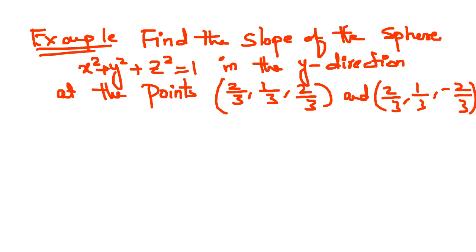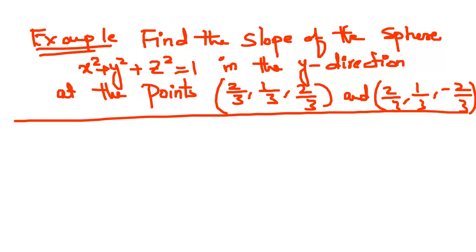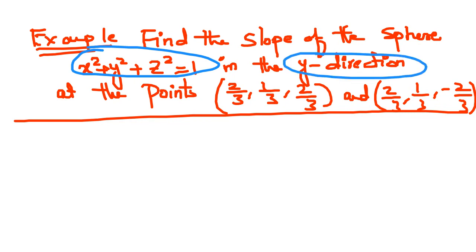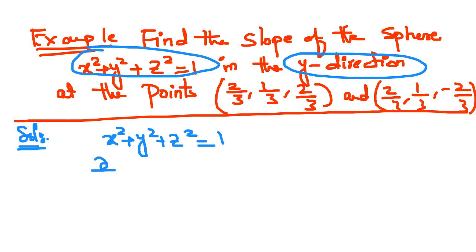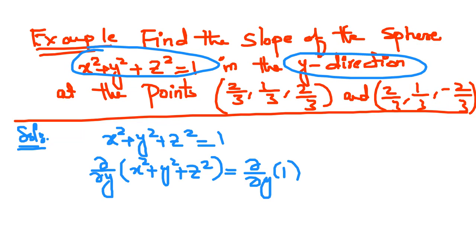Okay, so now the surface is given, which is the sphere, and you have to find the slope according to the y direction. So it means you have to take the partial derivative with respect to y. This is the sphere, x square plus y square plus z square is equal to 1. So apply the partial derivative with respect to y on both sides, which is equal to partial by partial y of 1.